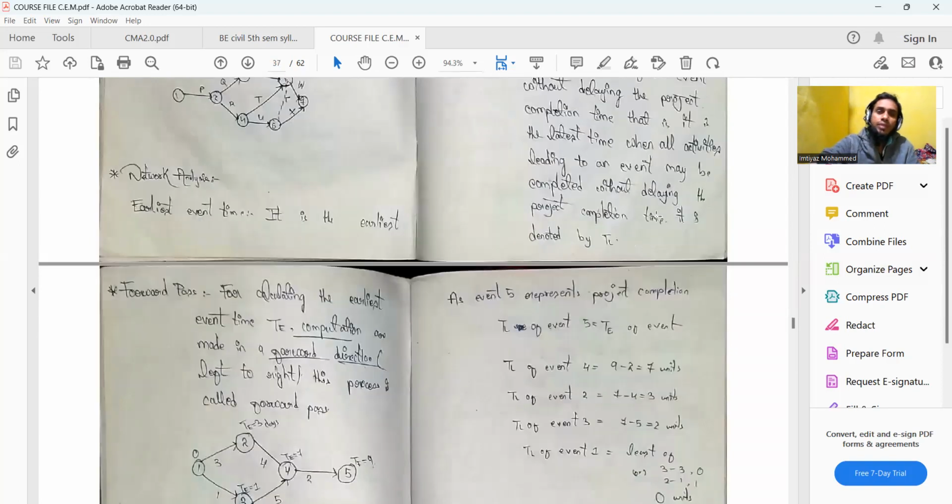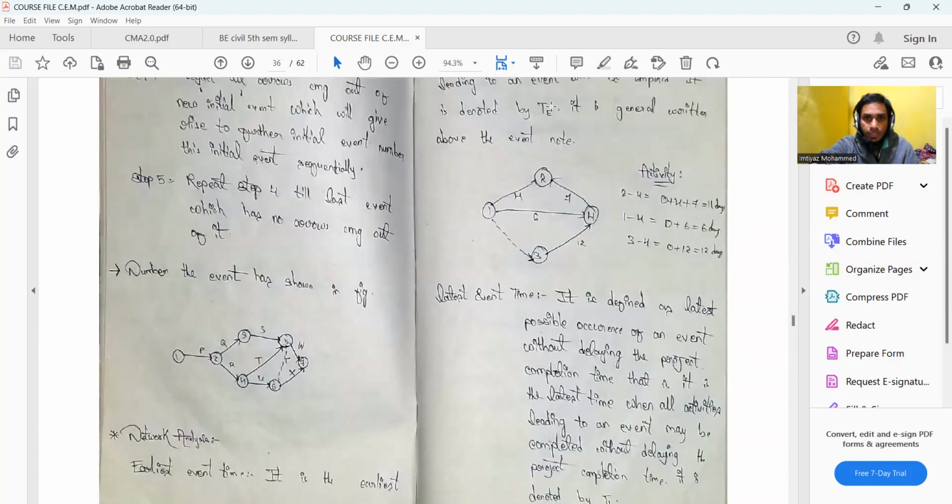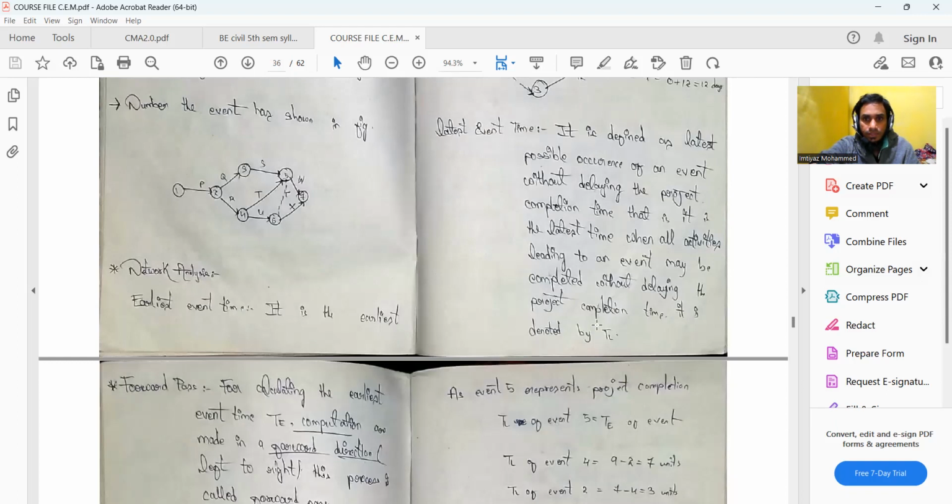So you have two very basic and very important terms. First is the earliest event time, and then you have the latest event time. You need to know that earliest event time is represented by T suffix E, this one over here, and latest event time is denoted by TL, this one.